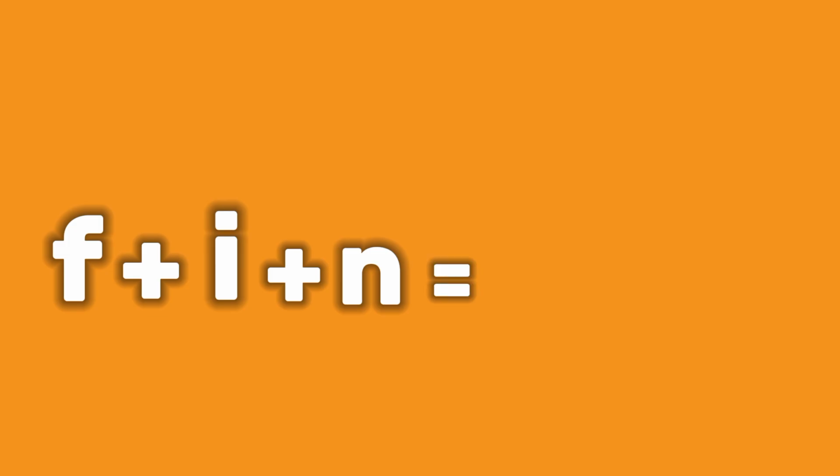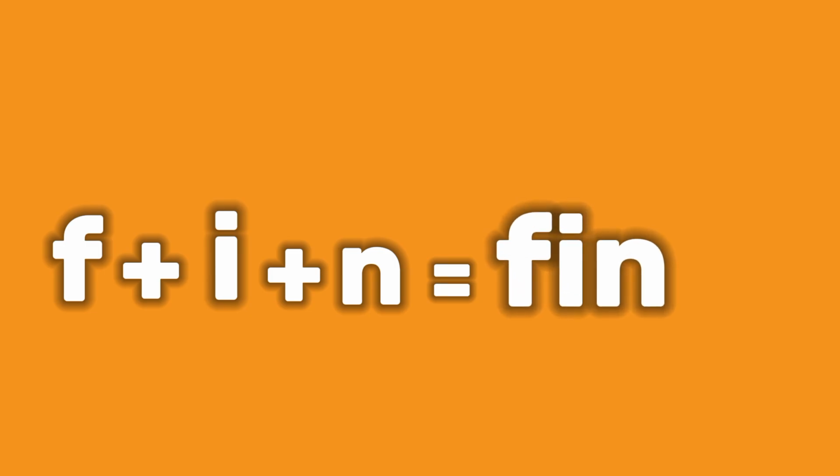For example, the word fin. The word fin is made by putting together three different sounds. That's the sound f, e, and n. Fin. Amazing, right? So blending is putting sounds together to form words. Now blending helps us to form words, and it also makes reading very easy.